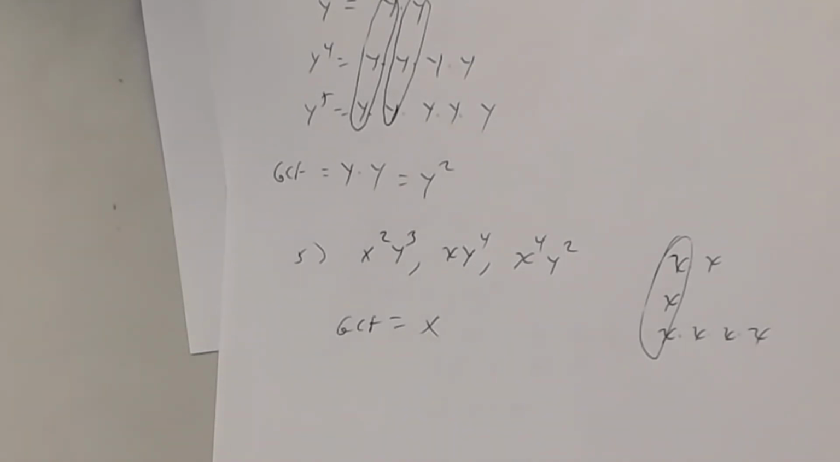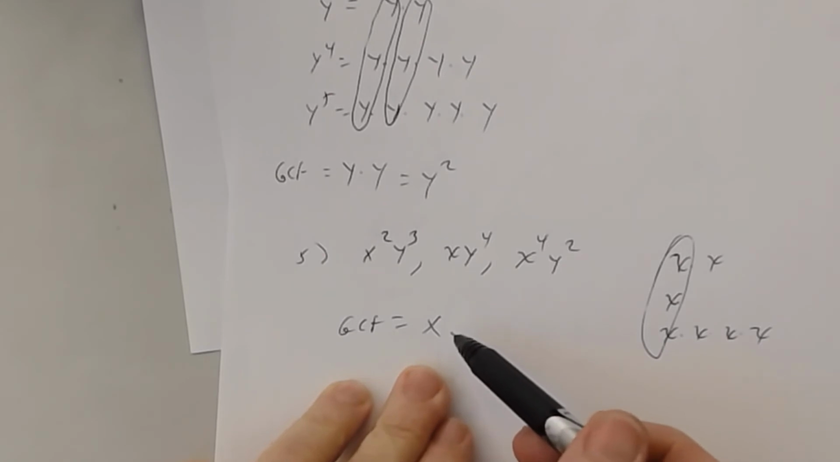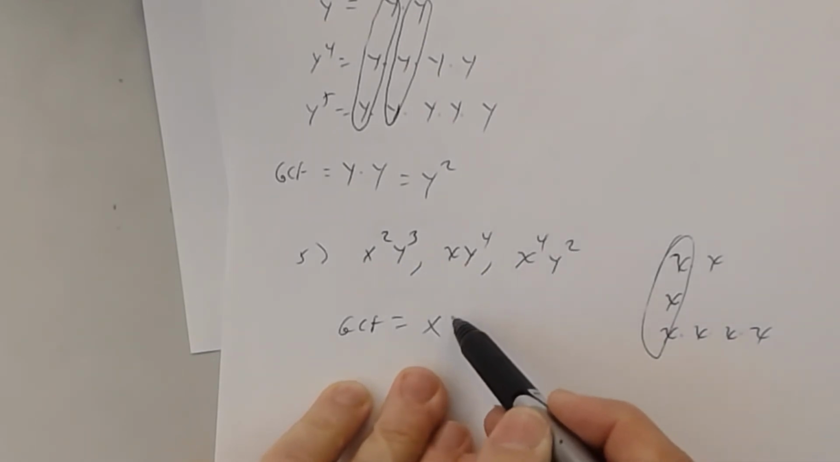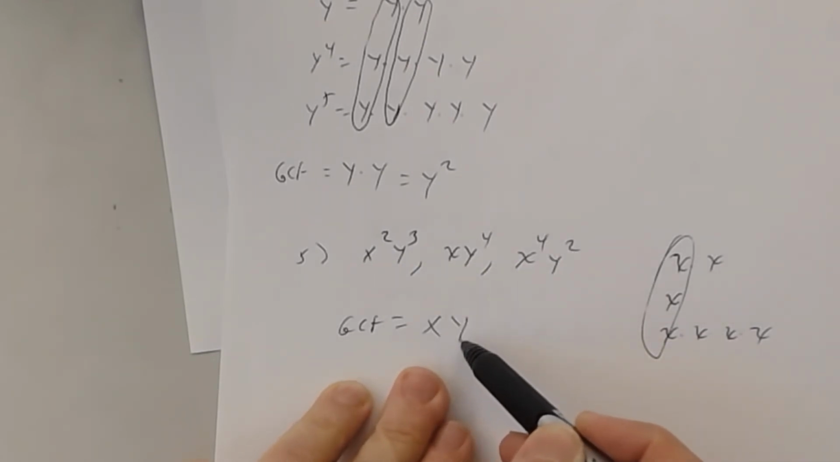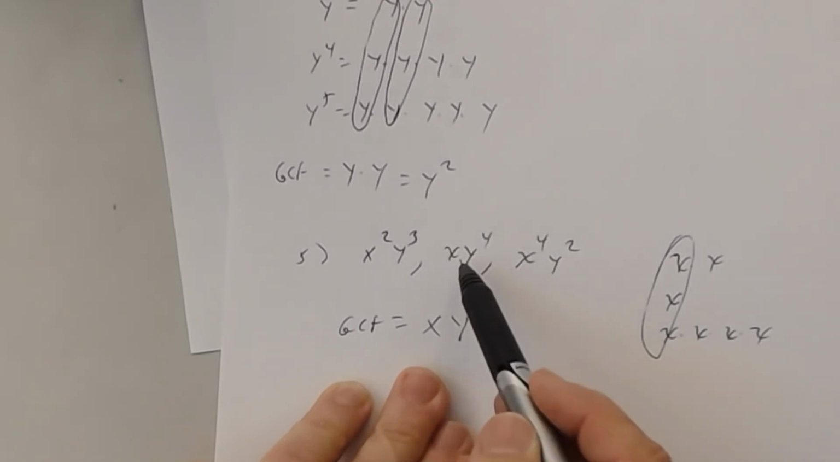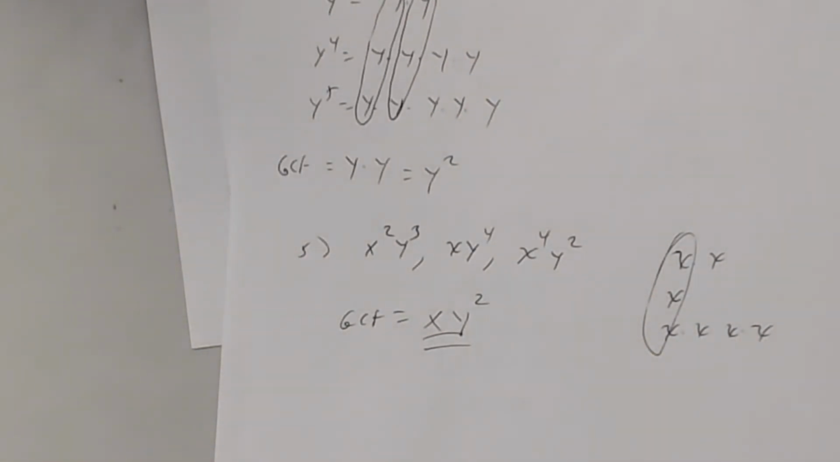Smallest exponent. All right, now the next question is, am I also going to have a factor y in my GCF? Why am I going to have a factor y in my GCF? Because they all have y's in it. So I am going to need a factor y. The question is now, how many do I need? Two. Very good, two. How many factors of y? How many factors of y? What do they have in common? Two. There's your GCF, x, y squared.